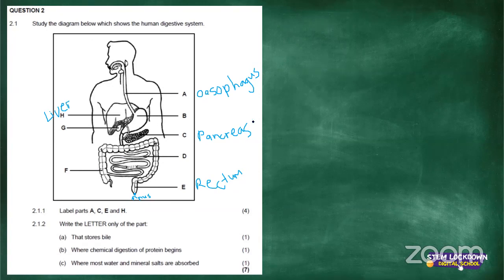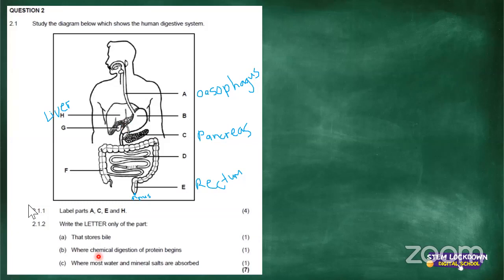All right. See, you guys are following quite nicely. Right. Question 2.1.2. Write the letter only of the part. Question 2.1.2a says the part that stores bile. So I see someone said the liver. Okay, guys, remember we said that the liver secretes bile, okay? But the gallbladder stores the bile, all right? So the gallbladder is here, and it is indicated by the letter G, all right?